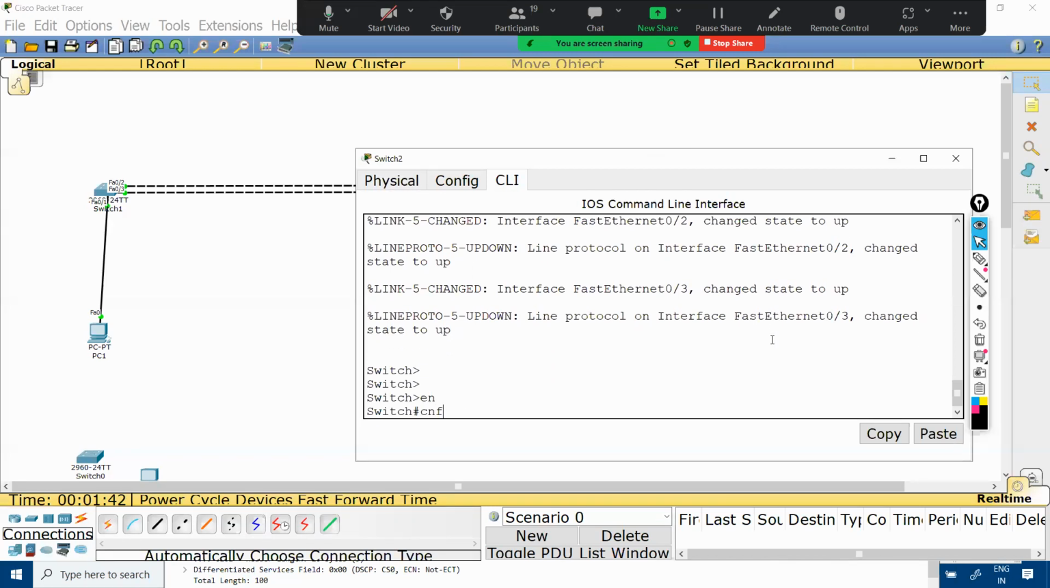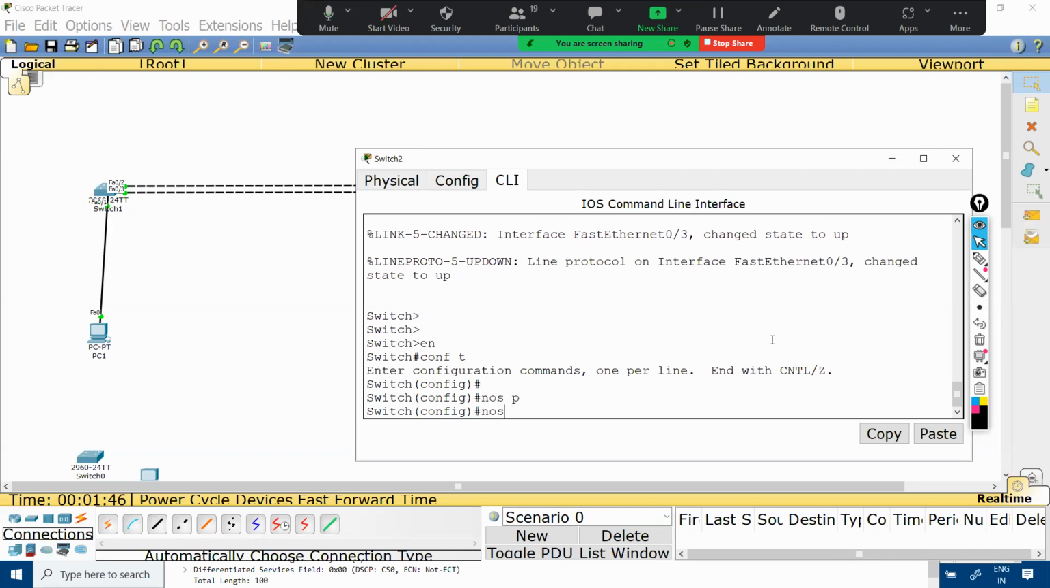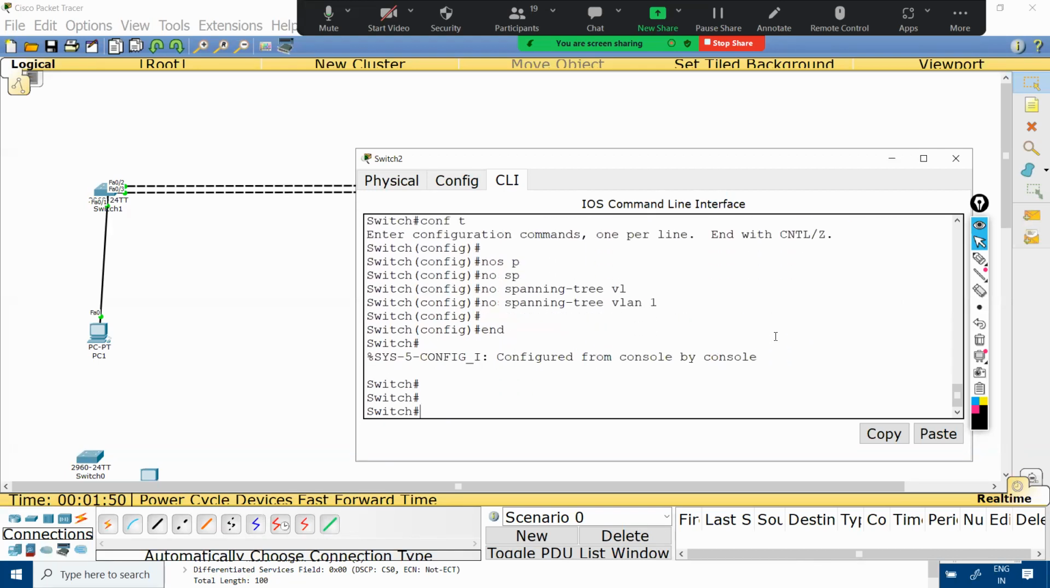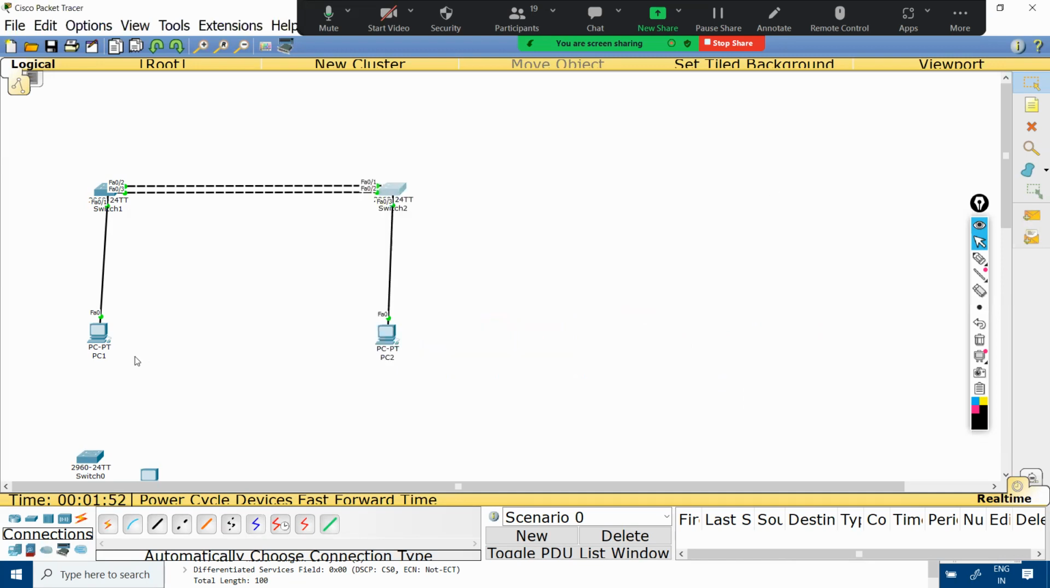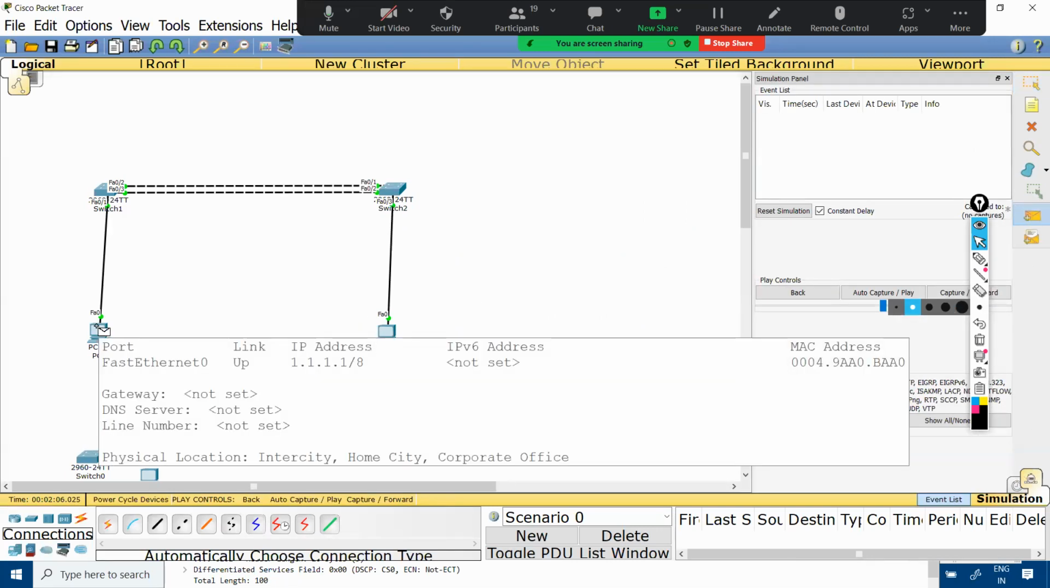In a single link concept, you don't have a loop. But the problem with a single link is what? You don't have a backup. So if the single link goes down, you don't have connectivity between PC1 and PC2. So now let's create a broadcast packet.